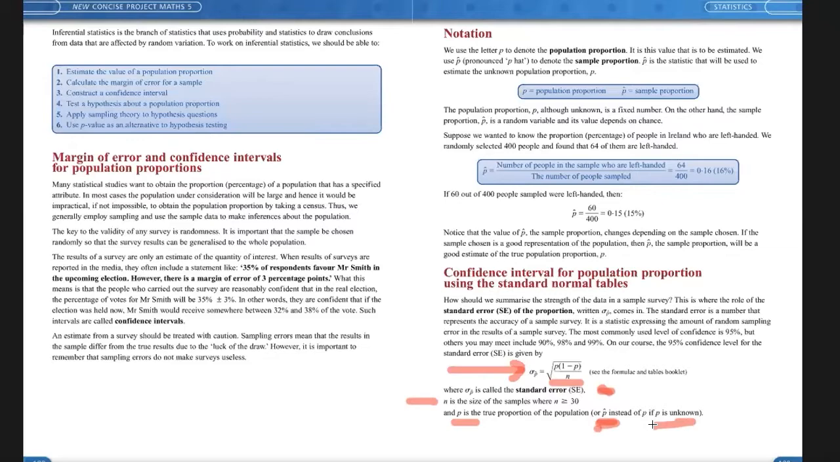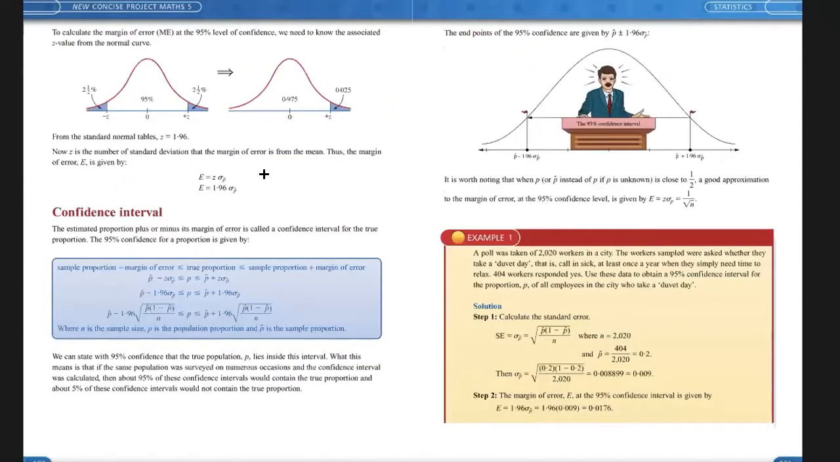You'll only be given one of them on your course. So the only reason I'm pointing it out is in case you're looking at solutions or other books or whatever, and some might use P hat, some might use P. It depends how strict they are about the language of maths.